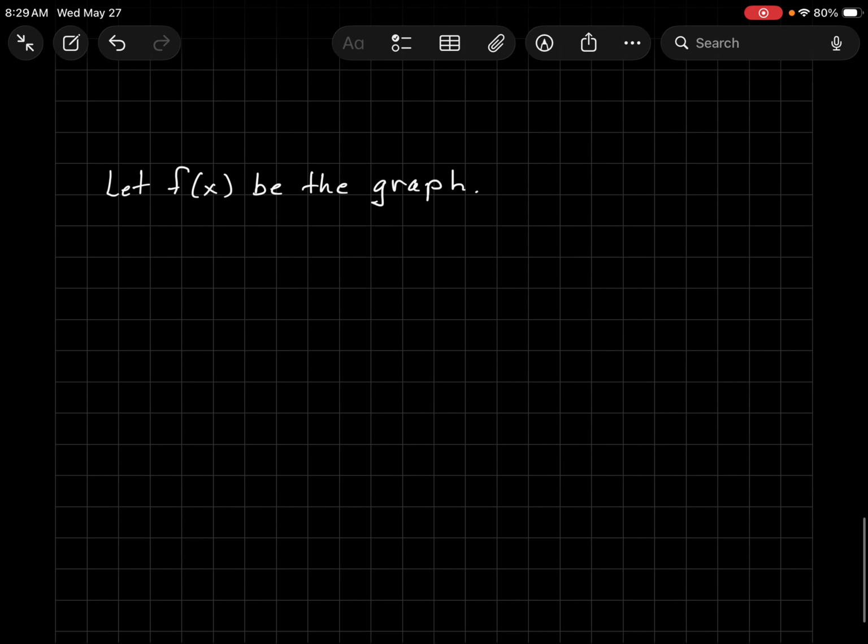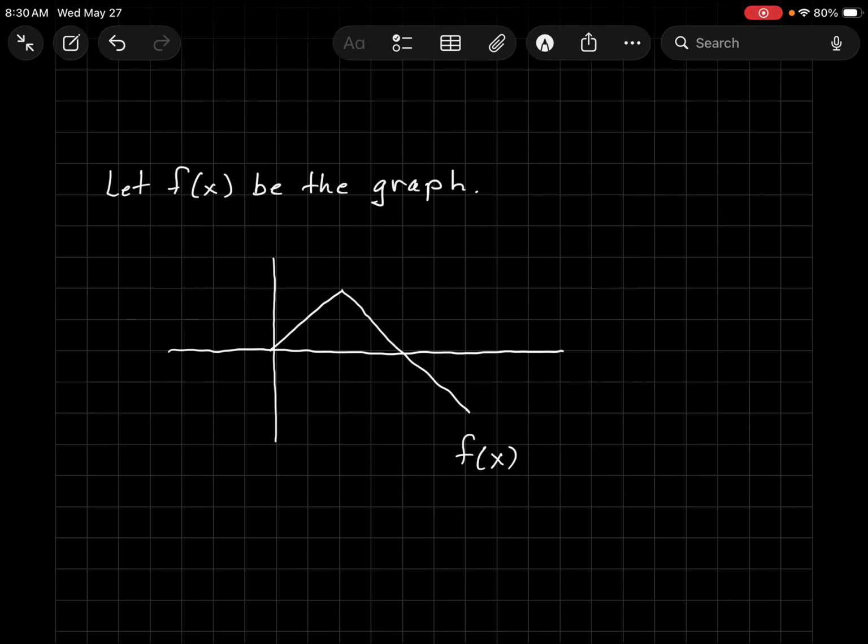So let's take a look at one more problem. Let's do kind of a general case. And let's draw a nice function composed of, say, some line segments. We're not going to get too fancy with it. Just something like that. So here's f of x. And let's draw the following function. Let's do f of negative 2x.